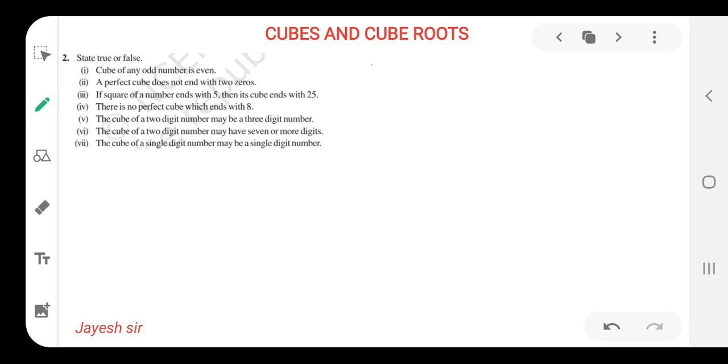There is no perfect cube which ends with 8. What is to be said? There is no perfect cube that ends with 8. That is a false statement. Why and how? I am going to explain over here. Cube of 2 is 8. 2 cube is equal to 8. But that is a smaller number, we all know. So let us move to a bigger number.